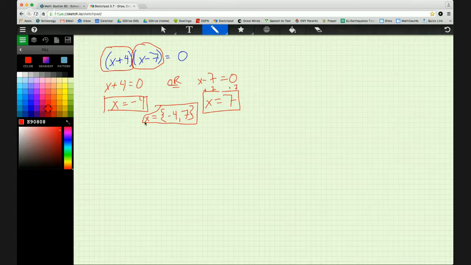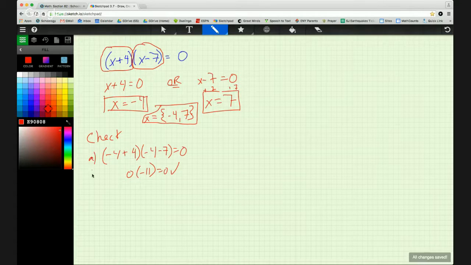So we have two answers, and then we can do our check step. At -4: -4 plus 4 times -4 minus 7 equals 0. Let's see, 0 times -11 equals 0. Check. That's A. And then check step B is, we'll try 7. 7 plus 4 times 7 minus 7 equals 0. Does 11 times 0 equal 0? Check.